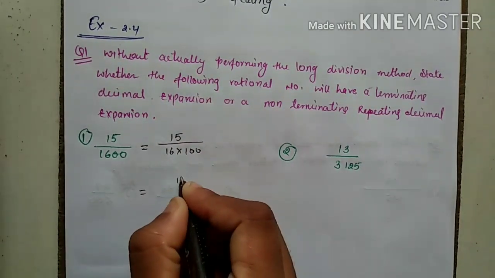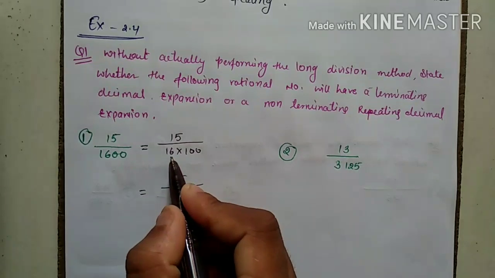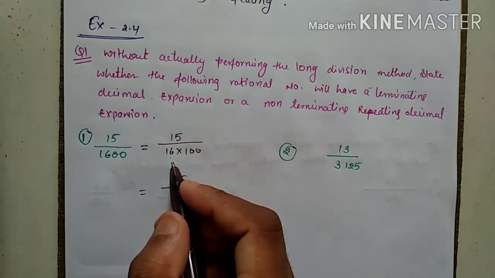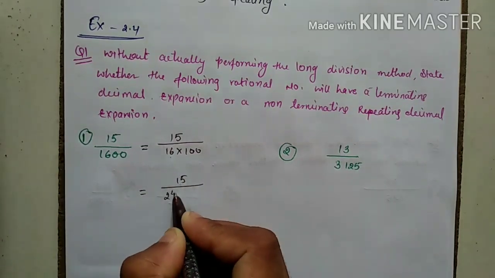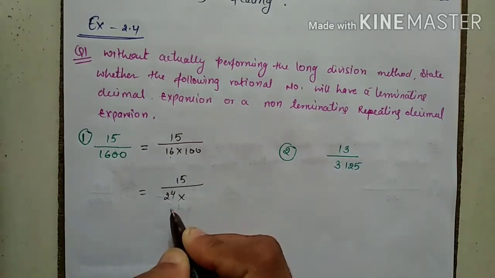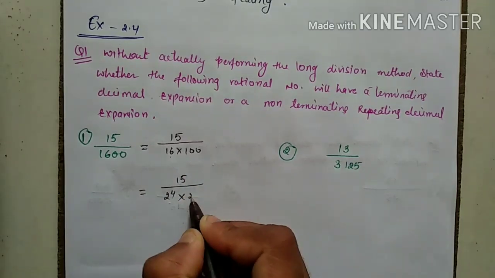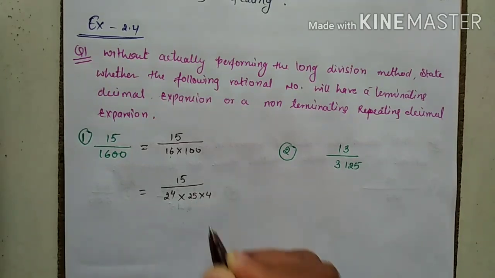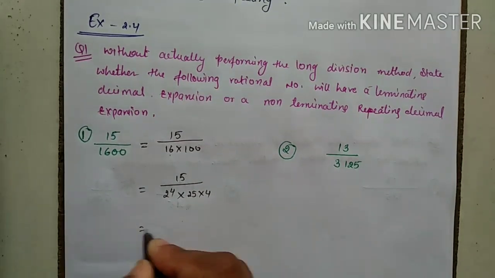Again you can see 15. This 16, I can write in the form of what? 2's power 4. Correct or not? Yes. After that I can write one more thing. This 100 I can write as 25 4's are 100. Correct or not? Yes. So continue.